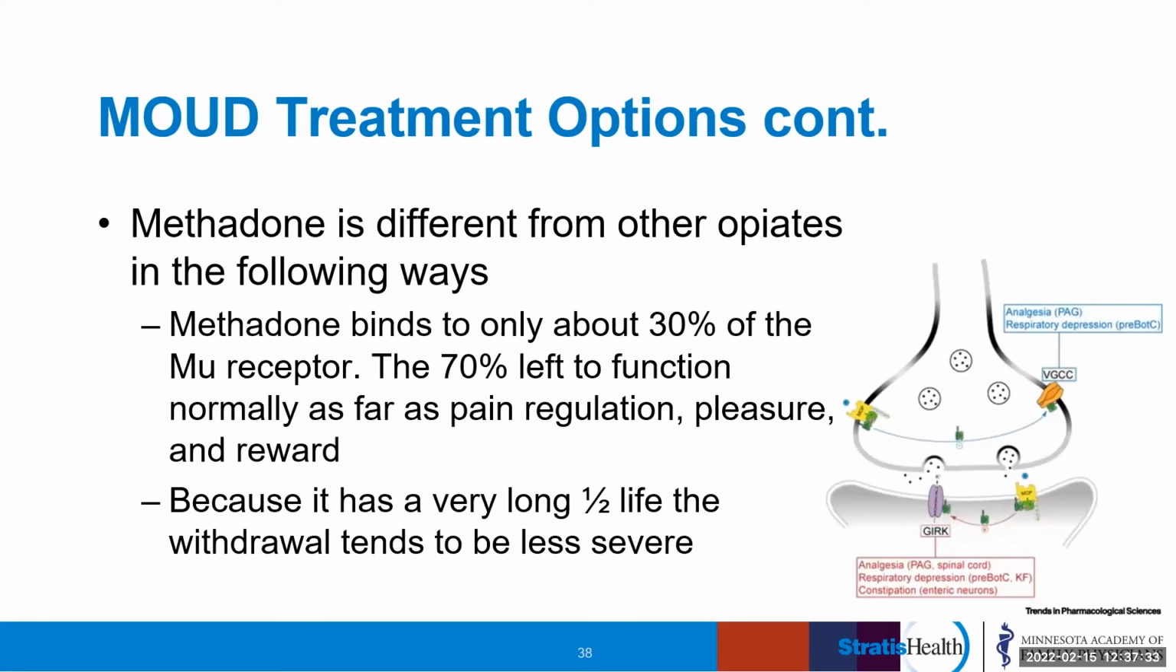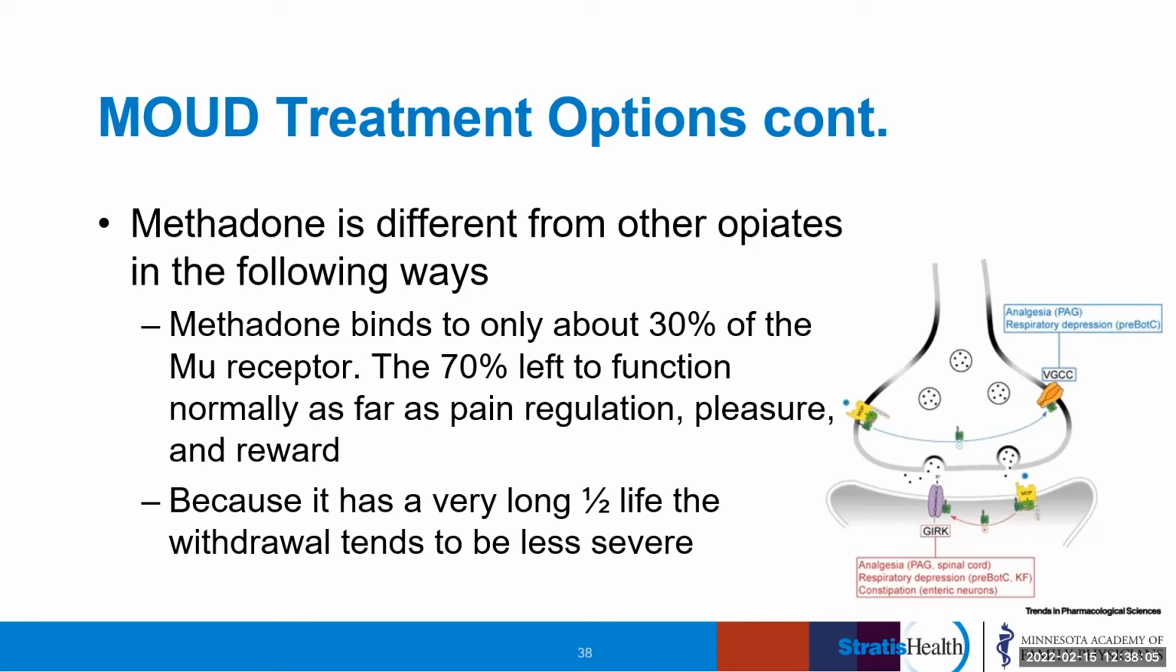Methadone actually, at a stable dose, really only binds to about 30% of the mu receptors. And if you think about Suboxone, as you increase the dose, even at a max dose of maybe 20 or 24 milligrams, you might have 60 to 70% of the mu receptors covered. Methadone typically is about 30%. And the theory, of course, is that the 70% is left to function normally. And so patients will still have some pain regulation. They'll still feel some pleasure and reward because not all these mu receptors are covered.